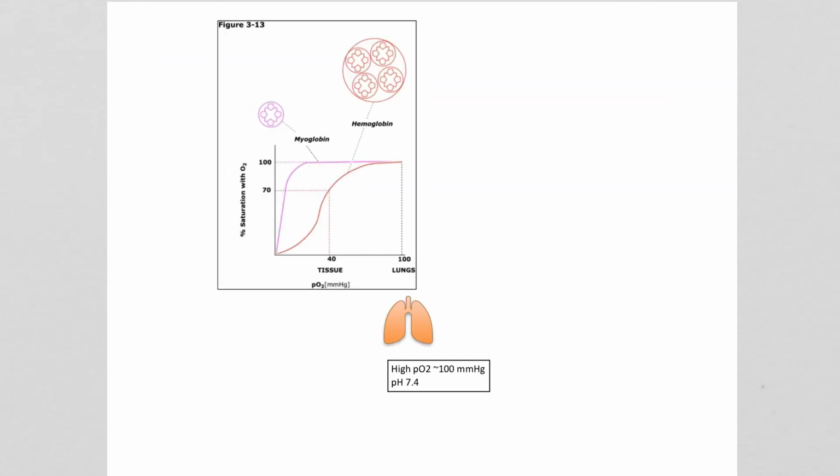Compared to tissues such as muscles, where the PO2 is only 40, in the lungs, the PO2 is much higher, around 100 millimeters mercury, and the pH is 7.4 compared to 7.2 or so in tissues such as the muscles. So let's see what happens to the hemoglobin when the red blood cells reach the lungs.